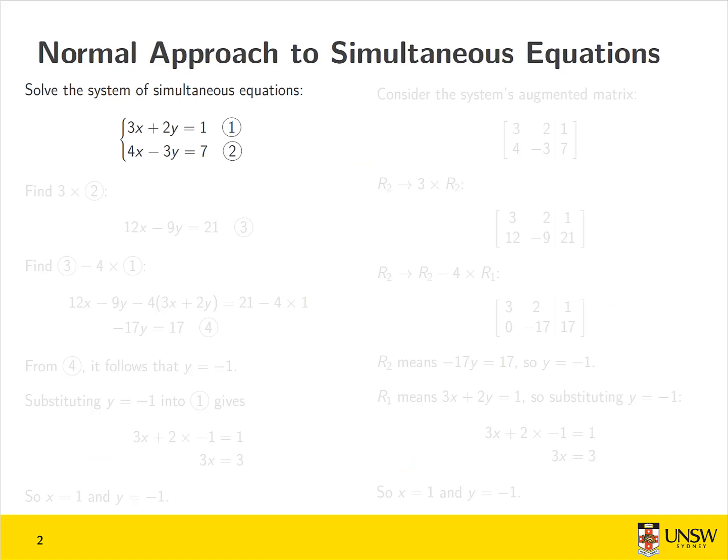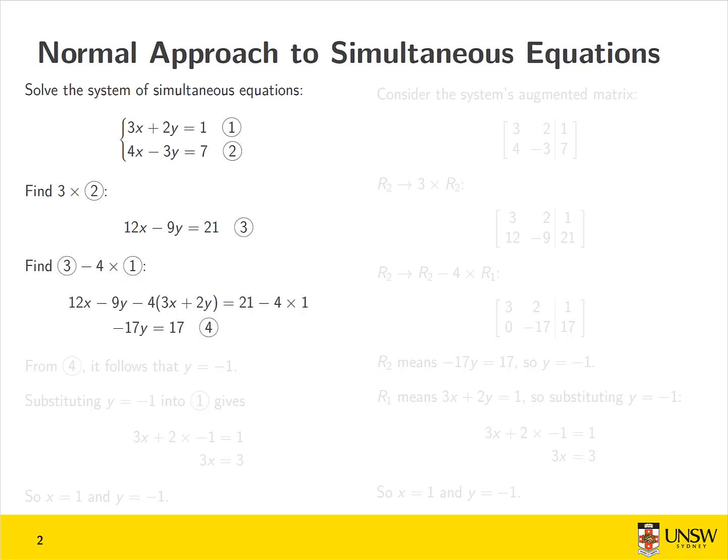To understand how to use the augmented matrix to solve a system of linear equations, let's first look at how the system is normally solved algebraically. Consider the system given by the equations 3x plus 2y equals 1 and 4x minus 3y equals 7. We can label these as equations 1 and 2. Let's multiply equation 2 through by the number 3. This gives 12x minus 9y equals 21, which we will label as equation 3.